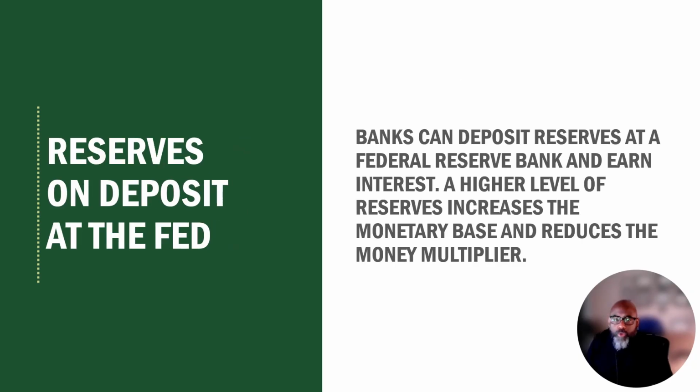When banks choose to hold more reserves than required, they're essentially insuring themselves against the risk of loan defaults. This is cautious behavior that protects them if borrowers fail to repay. Additionally, banks can earn interest by depositing their reserves at a Federal Reserve Bank. While this may seem like a sound strategy, it does have a side effect as it increases the monetary base without increasing lending. As a result of this, less money circulates throughout the economy, which lowers the money multiplier.